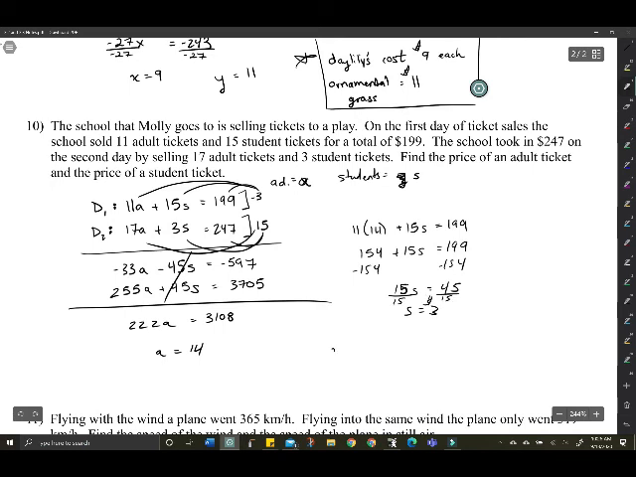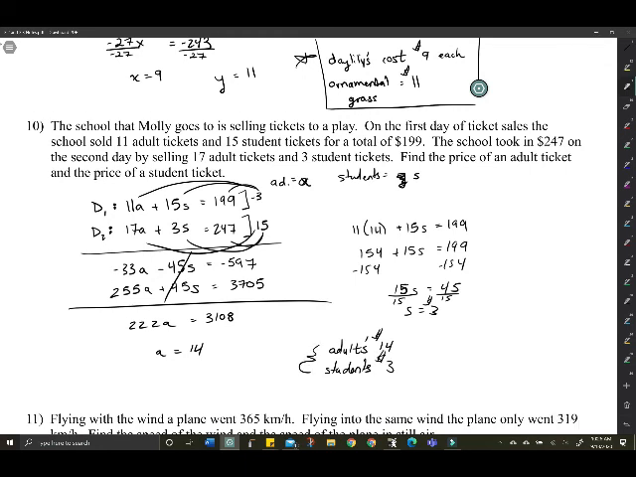Okay, so adult tickets are $14 a piece, and students are $3 a piece. Bada bing.